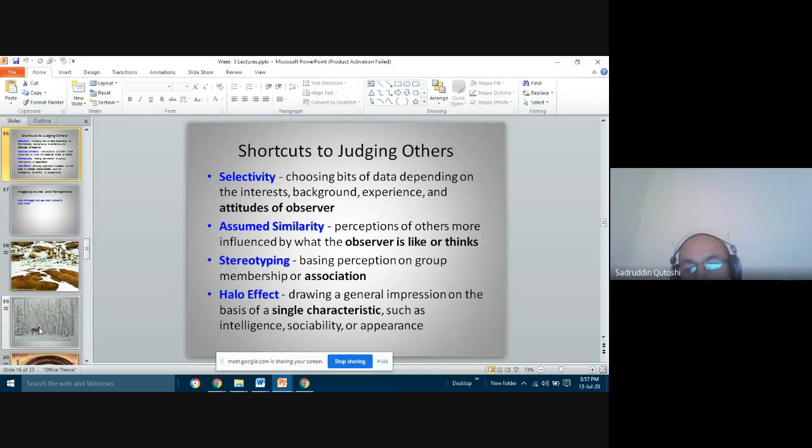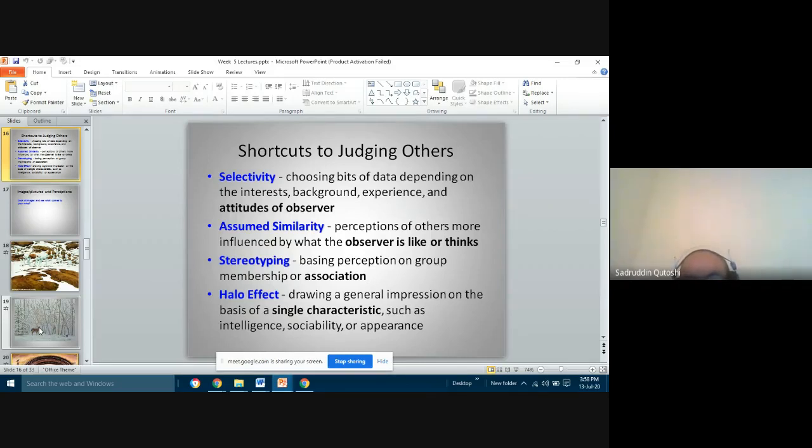Assume similarity is yet another important aspect of judging others. Perceptions of others are more influenced by what the observer is like or thinks. Whatever your taste is, whatever your likeness, whatever your thinking habits are, accordingly you perceive other people. So you look at people through your own lens, not what people actually are. That is what assume similarity means. What you think, what you like, and what you dislike, based on that, you perceive people and the world.